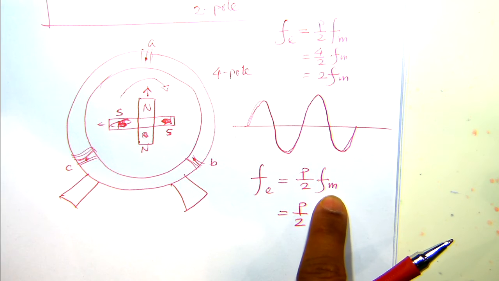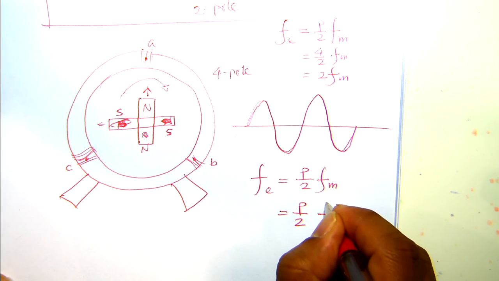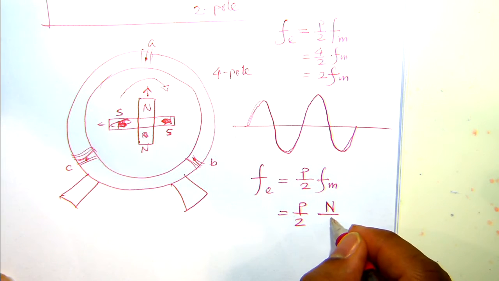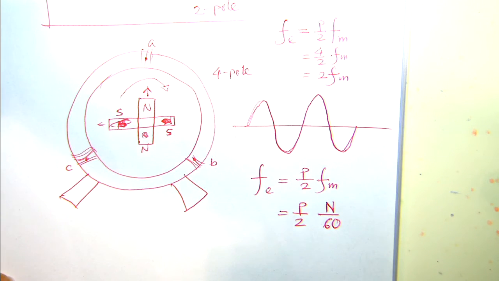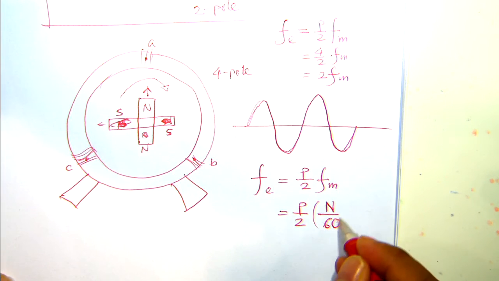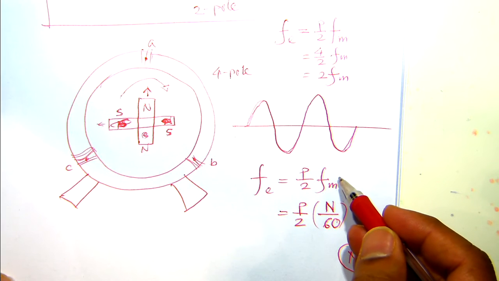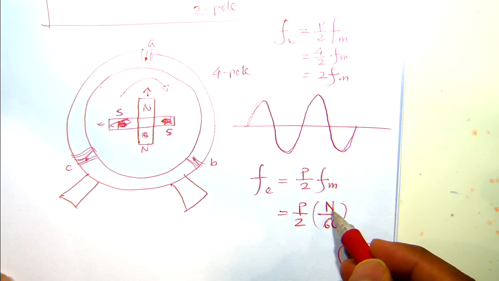So if this is revolutions per second, how can I convert it into revolutions per minute? If the rotational speed of my machine is n, for example, and I divide that by 60, since this was per second, it will be revolutions per minute. So in that case, my n is in RPM. Just remember that. I haven't done anything here, just converted revolutions per second to revolutions per minute. Okay?